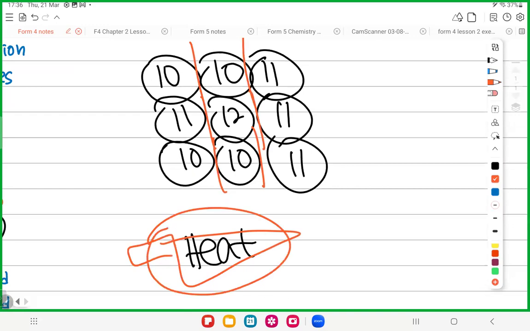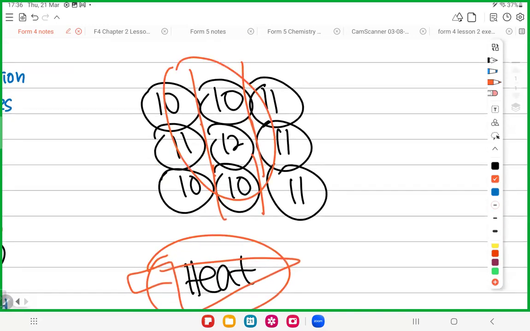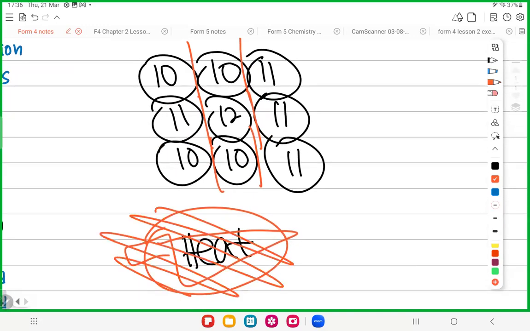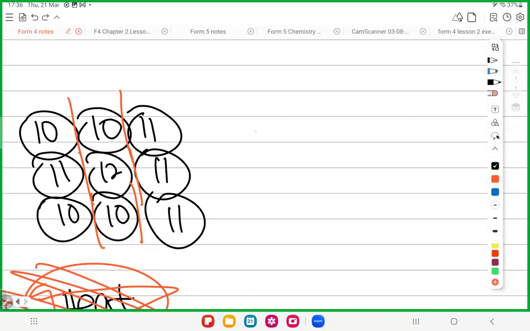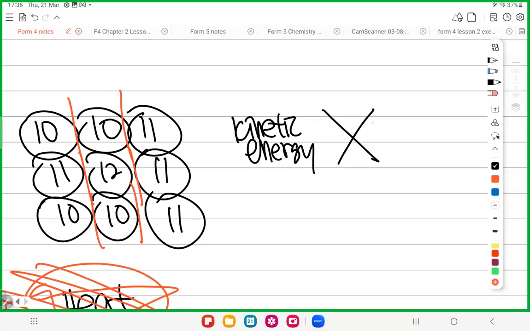When you use all the heat to do the cutting process, there's no more heat already. So you cannot put the heat inside the particle. When you cannot put the heat inside the particle, the kinetic energy of the particle doesn't change. This is cross, didn't change. When kinetic energy doesn't change, the temperature also doesn't change.